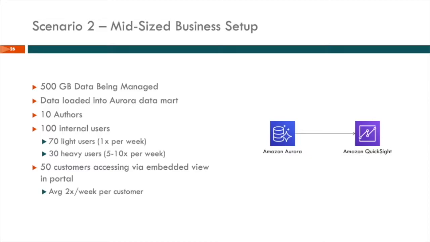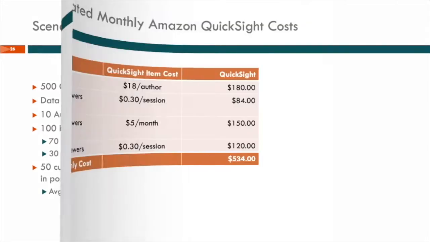If we take a look at midsize, so let's say we got about 0.5 terabyte of data. We're loading it into Amazon Aurora as kind of a data mart, doing some stuff with it. We got maybe 10 authors, people who are really going in and creating dashboards, about 100 users, 70 of them light users, 30 of them heavy. But we've also got some external customers. We've got about 50 of them who I've got something embedded in a portal and they're going and looking at it. And they're looking at it maybe 2 times a week per customer. So that's not an unreasonable kind of scenario.